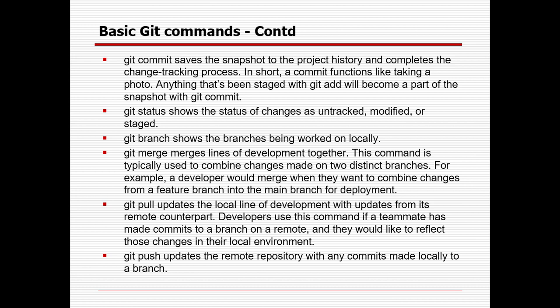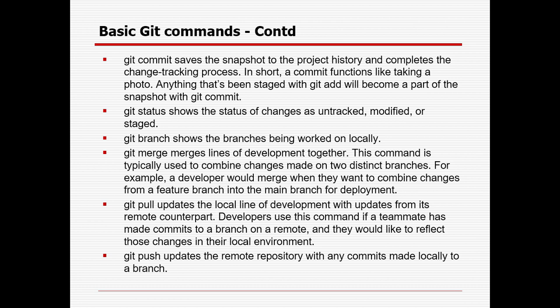Git branch, if you type that command, you can get to know all the branches whatever is there in that particular Git. Git merge merges lines of development together. This command is typically used to combine changes made on two distinct branches. For example, a developer would merge when they want to combine changes from a feature branch into the main branch for deployment. Git pull updates the local line of development with updates from its remote counterpart.